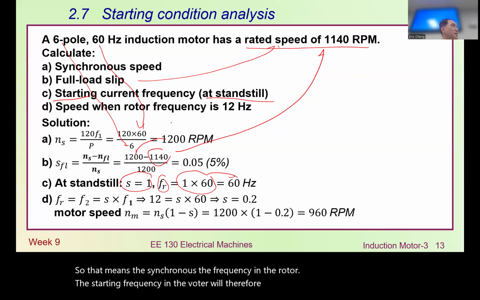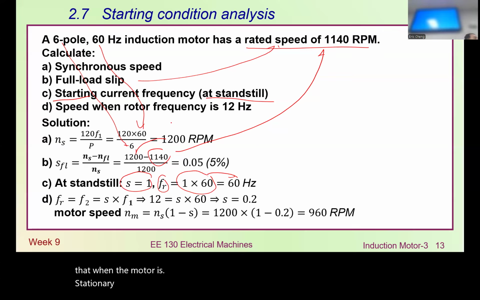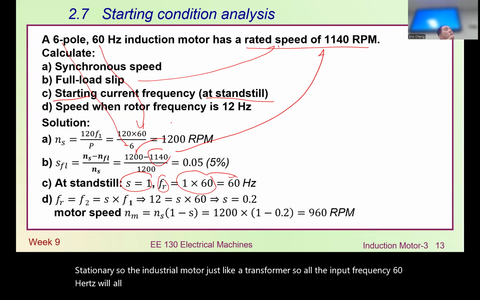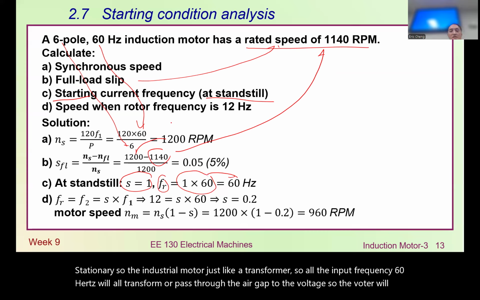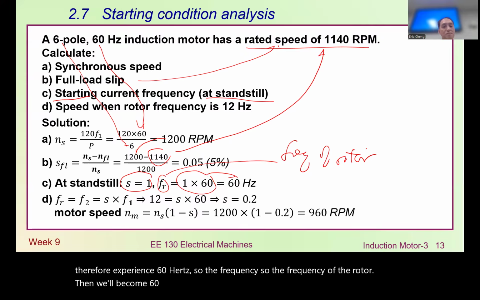to 60 Hz. Just like you can see, when the motor is stationary, the induction motor is just like a transformer. So all the input frequency, 60 Hz, will transform or pass through the air gap to the rotor. So the rotor will therefore experience 60 Hz. So the frequency of the rotor will become 60 Hz. Yeah, as simple as this.